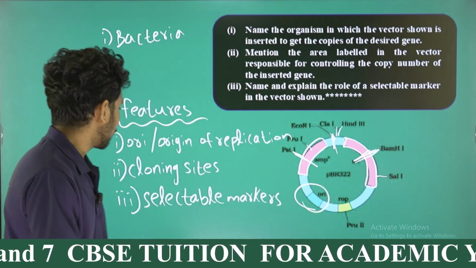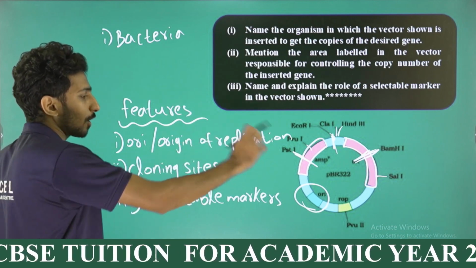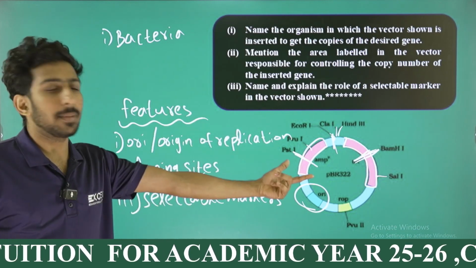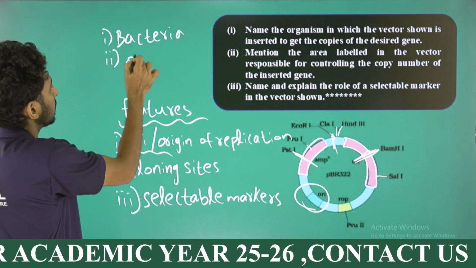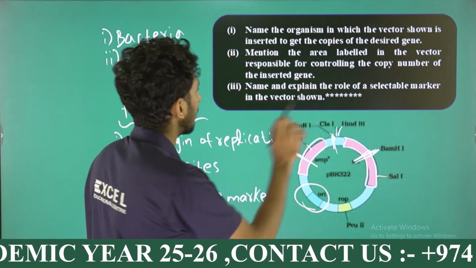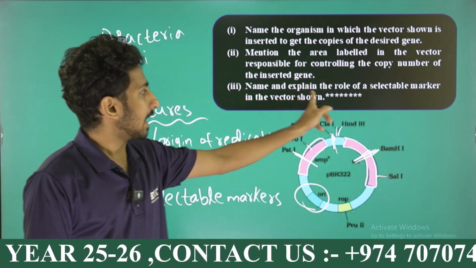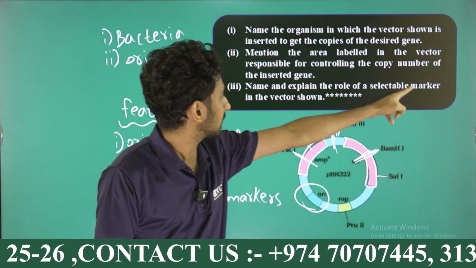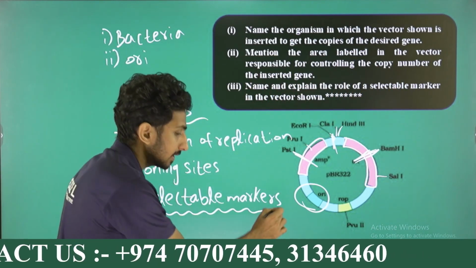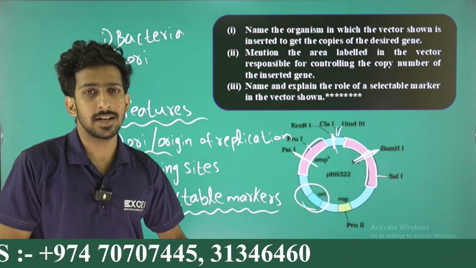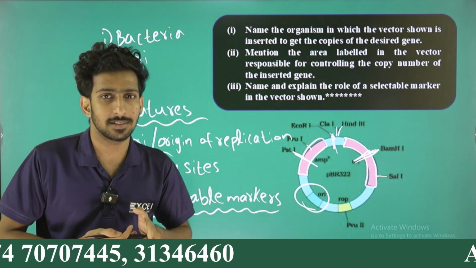Got it. So these are the three features of a cloning vector, and the copy number is controlled by the ORI site. So the answer for the second question is the ORI site. Third one, name and explain the role of the selectable marker in the vector shown. What is the role of a selectable marker? They help to select recombinants from non-recombinants. Got it.